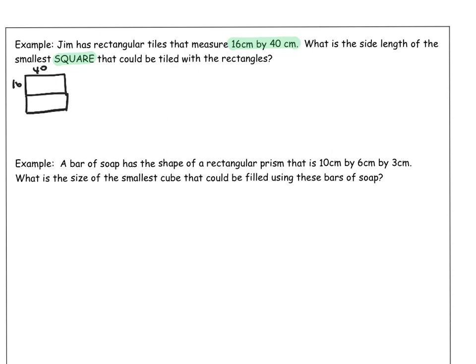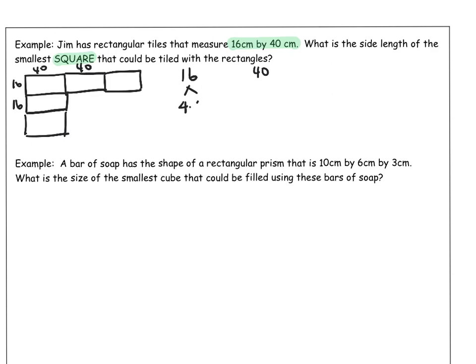So this would be a 16, and if I was going this way, I'd have another 40. So basically, I'm trying to find, if I'm skip counting by 16s and by 40s, when do I get to the same dimension? So it's a skip counting question. So that means it's a least common multiple. So I want the lowest common multiple of 16 and 40.